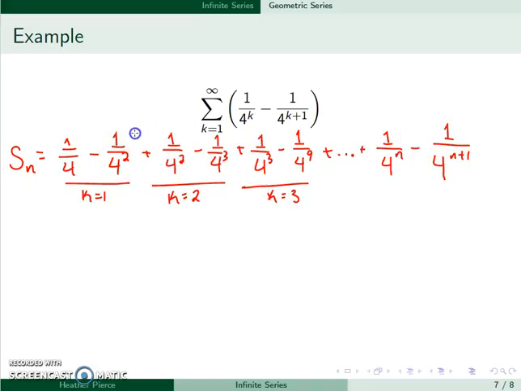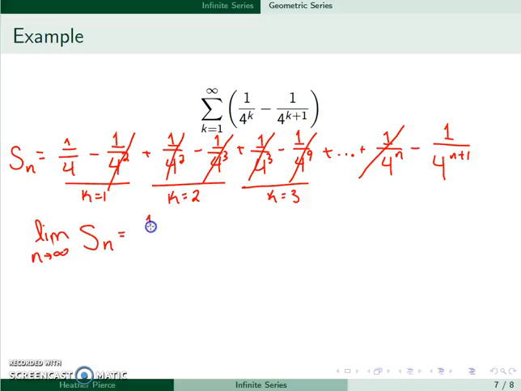And you'll notice here that I have negative 1 over 4 squared plus 1 over 4 squared, negative 1 over 4 cubed plus 1 over 4 cubed, negative 1 over 4 to the 4th, the next term will be plus 1 over 4 to the 4th. And in general, everything cancels but 2 terms. So whenever we actually want the series, we actually want the limit as n goes to infinity of our partial sums.